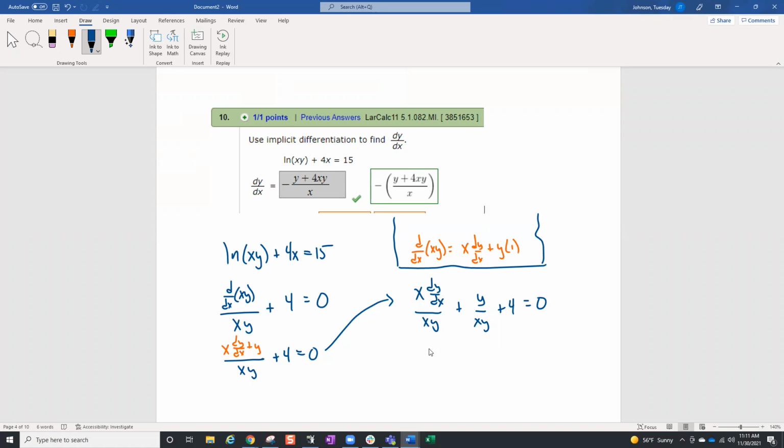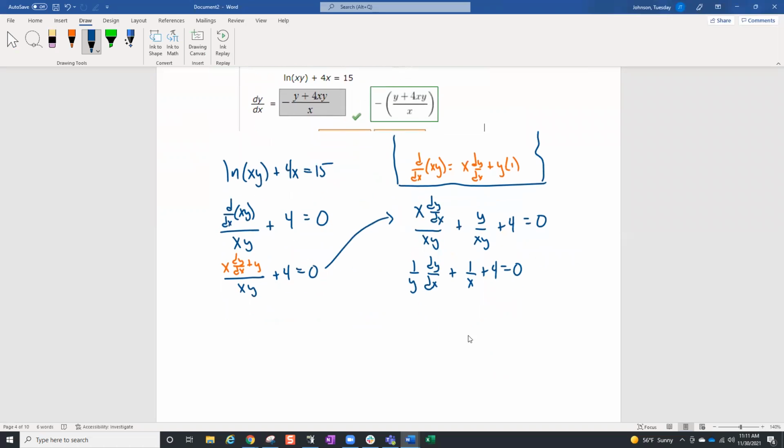Cancel, simplify. We'll have dy dx with a 1 over y, right? dy dx could be in the numerator, or it could be next to it. It can be next to the fraction, just can't end up in the denominator. X is canceled out. Here my y's cancel out. I want to get dy dx on its own. I will subtract 4, subtract 1 over x, and then multiply it all by y.